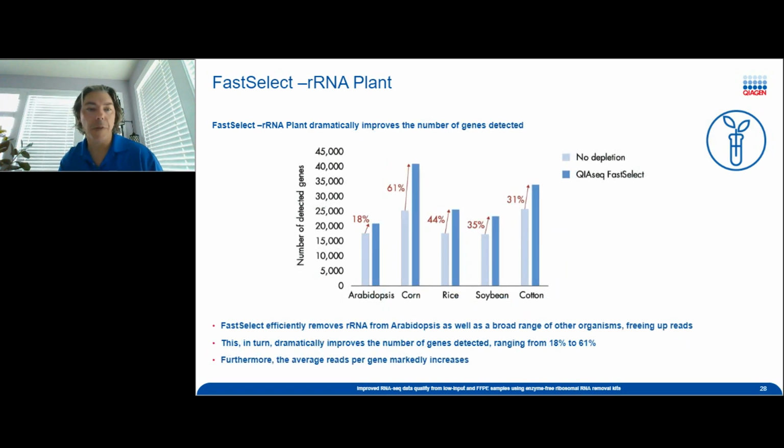And just percentage-wise, on the number of genes that are detected: in the case of Arabidopsis, we're able to increase the gene content by 18%. In the case of all these different types of commercial crops, we're able to increase the number of genes detected by at least 30 to 60%.